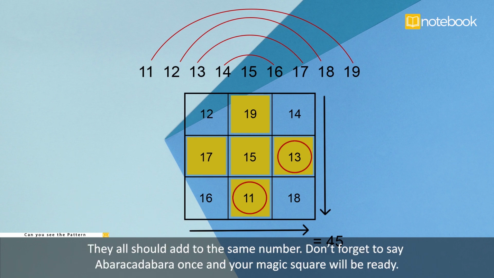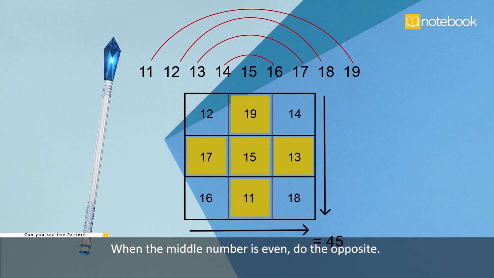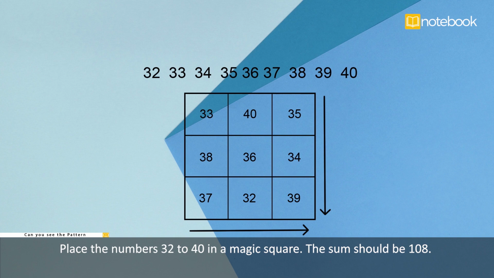They all should add to the same number. Don't forget to say abracadabra once and your magic square will be ready. When the middle number is even, do the opposite. The odds go to the corners and the evens go to the sides. Here is an example. Place the numbers 32 to 40 in a magic square. The sum should be 108.